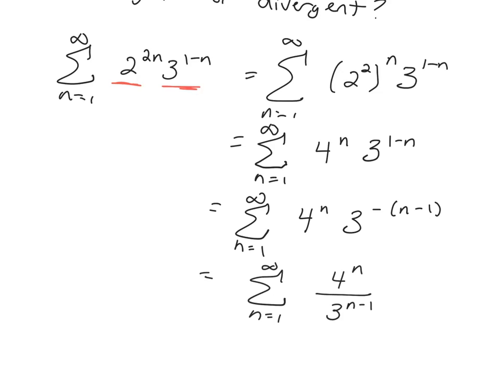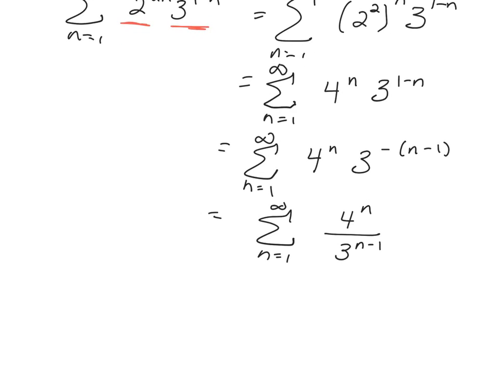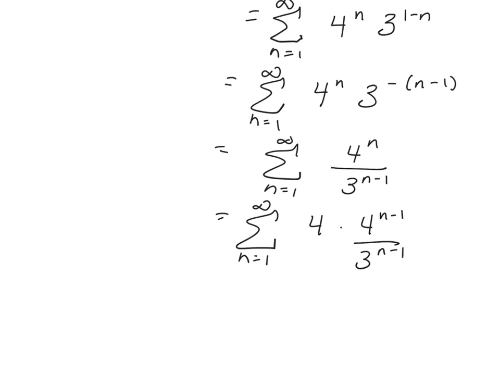Things have gotten a lot better for me. Remember, my goal is to have something in the form a times r to the n minus 1. My denominator has the right power. It's n minus 1. But my numerator does not. It's too large. It's n. I want it to be n minus 1. So I'm going to take one away. So you rewrite it as 4 times 4 to the n minus 1.